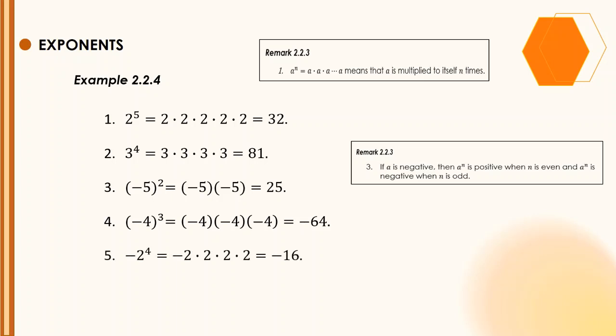Number 5 is negative 2 to the power of 4. In here, ang may exponent lang is yung 2. Meaning, ang i-multiply natin ng 4 na beses ang 2 only. Mapapansin natin na may negative dyan. So, yung negative niya is sa unahan lang. Then, we will have negative 2 times 2 times 2 times 2. Ang sagot ng 2 to the power of 4 is 16. Since may negative sa unahan, kaya negative 16 ang result.